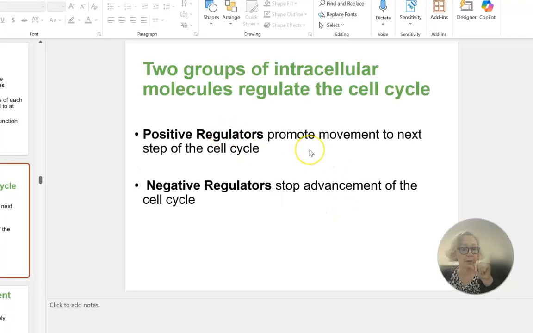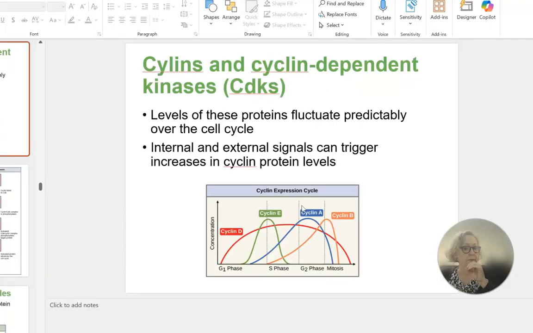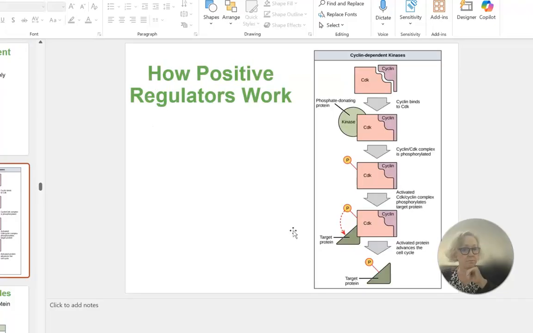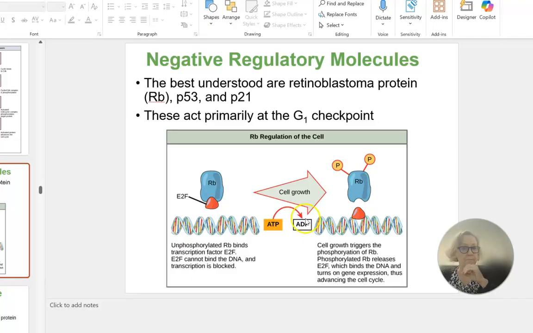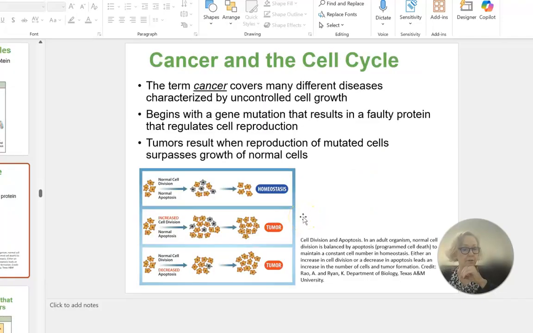Okay, there are positive regulators that promote movement to the next cells and negative regulators that stop advancement to the next cell. These are expressed in kinases. You do not have to know the name of them. Positive regulators move things to the next cycle. Negative regulators stop. Okay? Negative regulators, positive regulators.